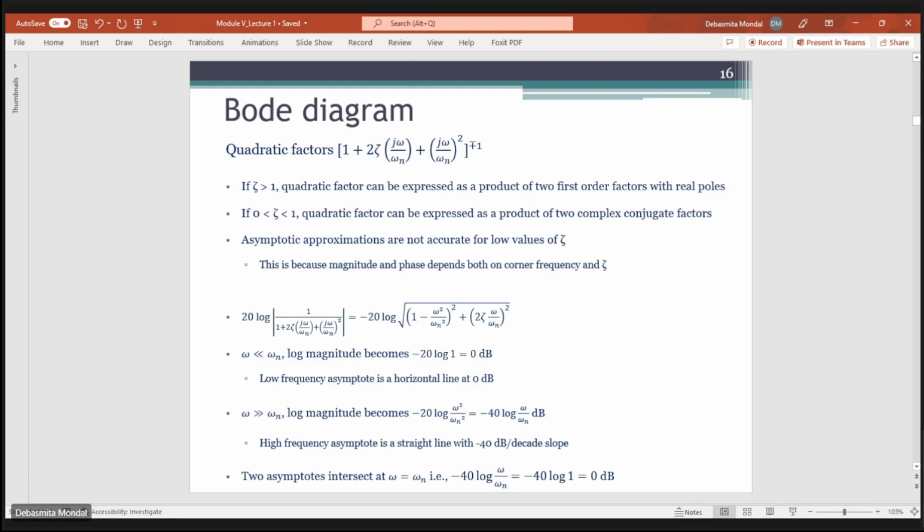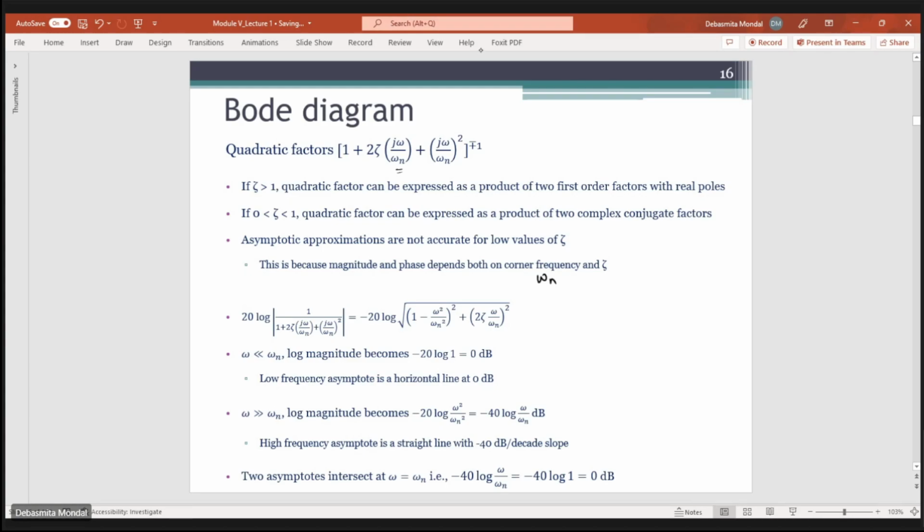Okay, because at very low values of zeta, both the magnitude and the phase depend on the corner frequency. That is, the corner frequency here will be equal to omega n. So corner frequency is omega n and the value of zeta. Since both of these depend on omega n and zeta, the approximation is not very accurate for low values of zeta.